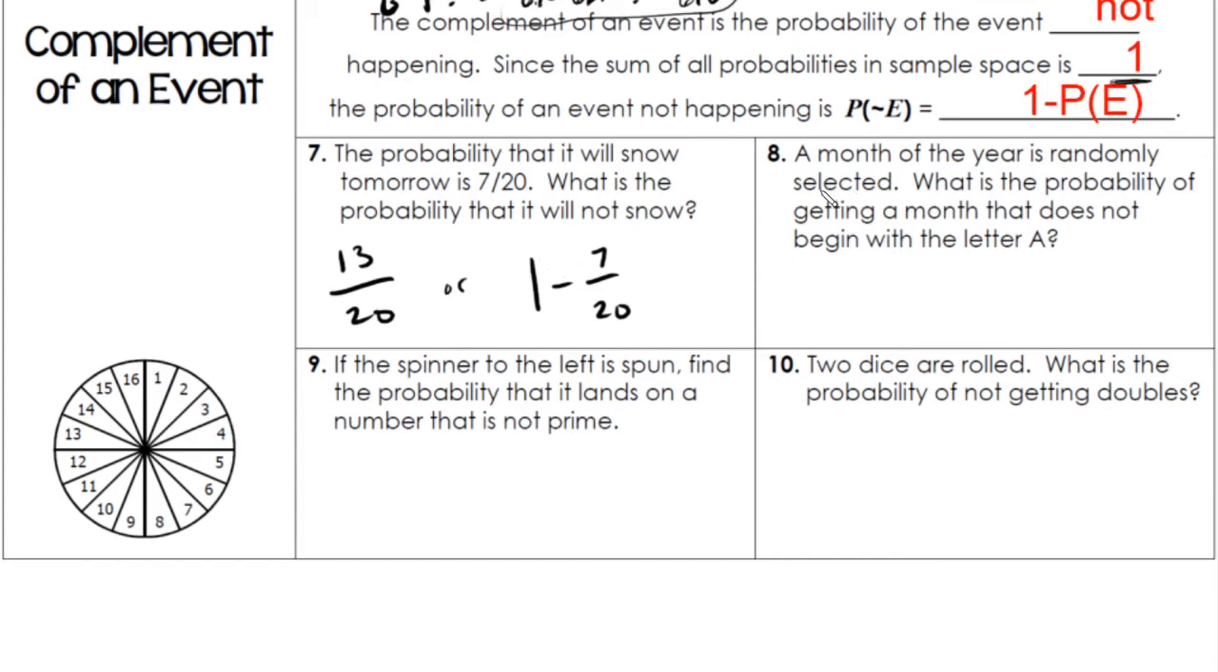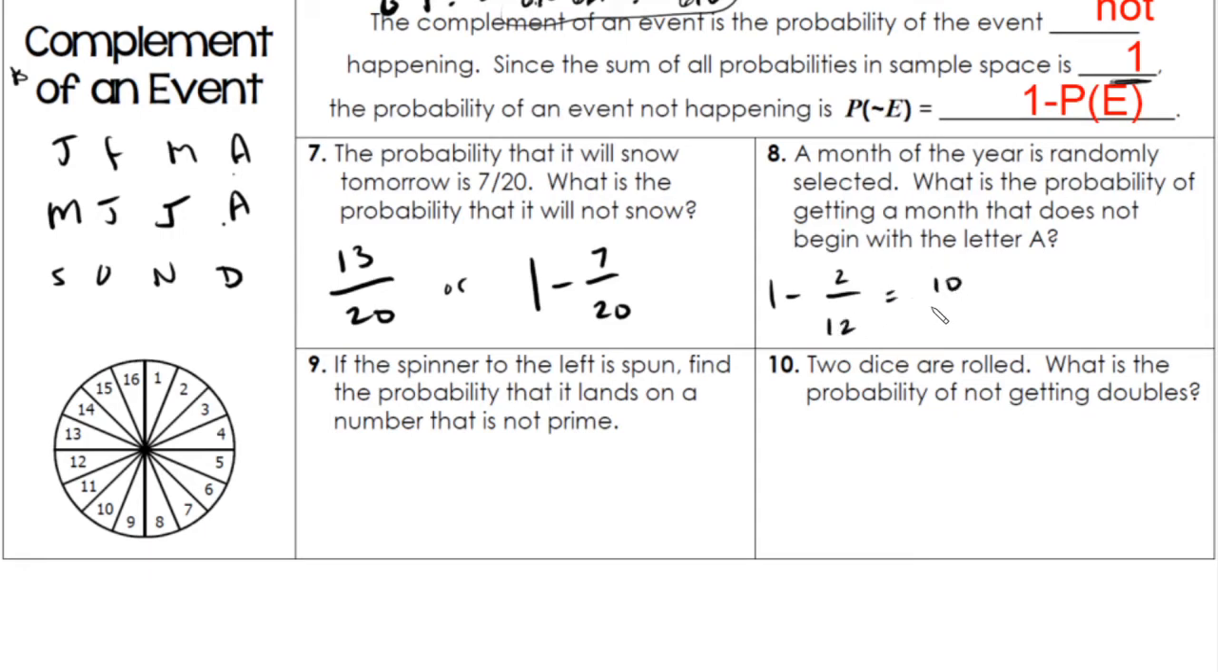Moving on. A month of the year is randomly selected. What is the probability of getting a month that does not begin with the letter A? Now, this is the way this is supposed to be taught right now, by looking through all of the months. So we've got January, February, March, April, May, June, July, August, September, October, November, and December. And it wants you to take 1 minus the probability that it does begin with the letter A, which is 2 out of, whoops, not out of 10, out of 12. So this would be 10 out of 12.